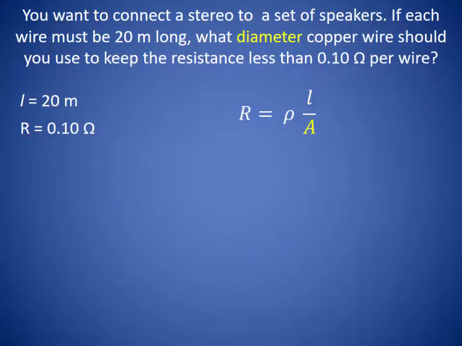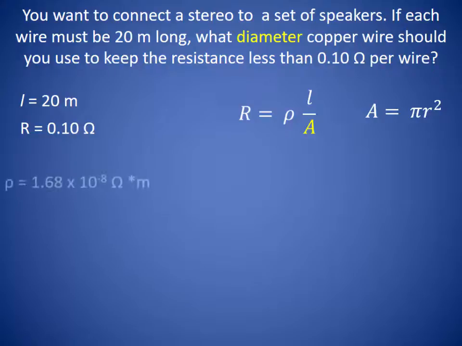So suppose you want to connect a stereo to a set of speakers. If each wire must be 20 meters long, what diameter copper wire should you use to keep the resistance less than 0.1 ohms per wire? Here we are looking for the diameter of the wire. Now again, when we look at our equation, we probably notice that it does not include a variable for diameter. However, we can assume that our wire is probably going to be circular. So if we know the cross-sectional area of the wire, we can use that to find the diameter.